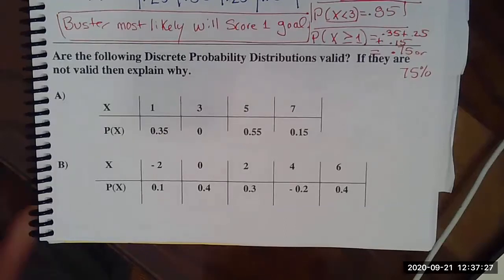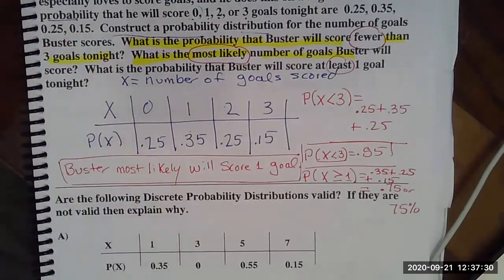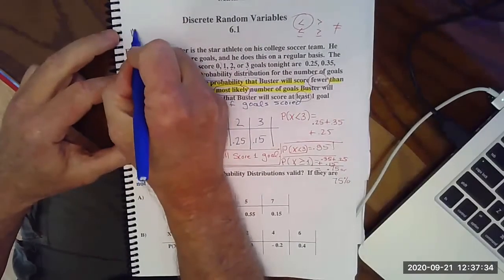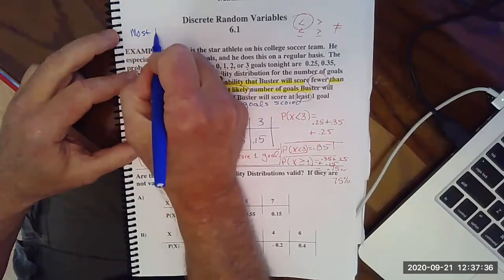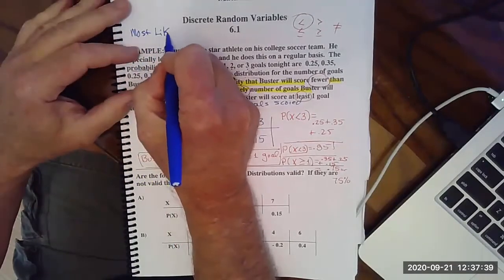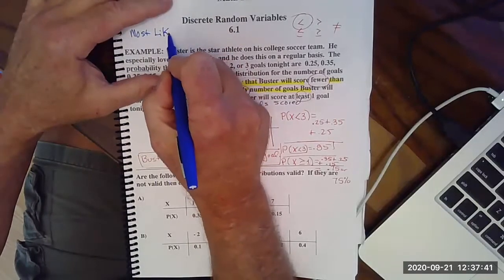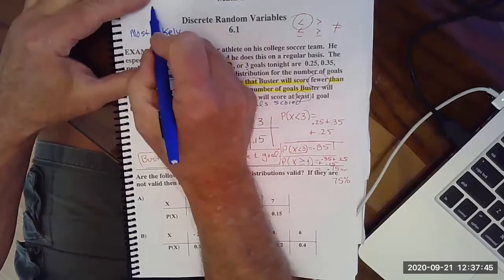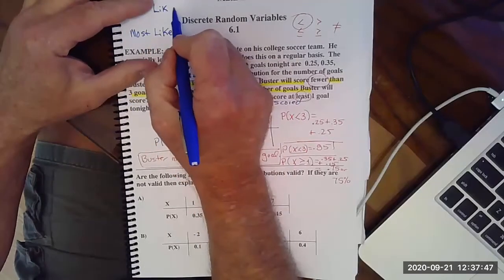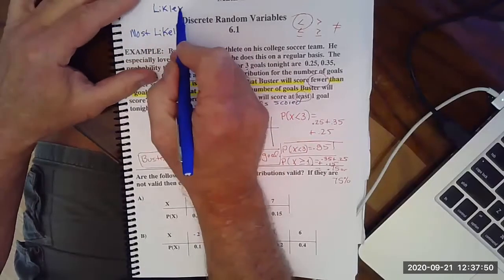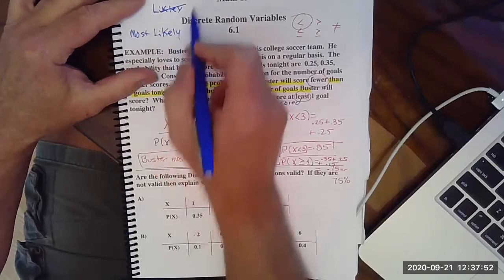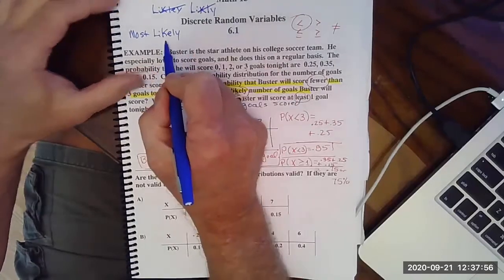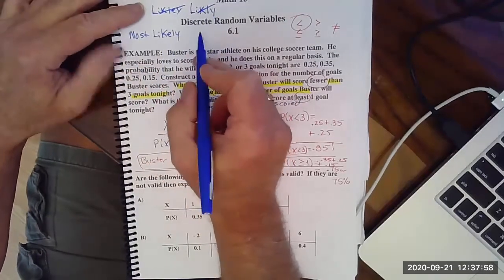Oh, most likely. Likely. Oh, that looks weird. I'm the world's worst speller. I think it's that. I think most likely. Yeah, it's that one.